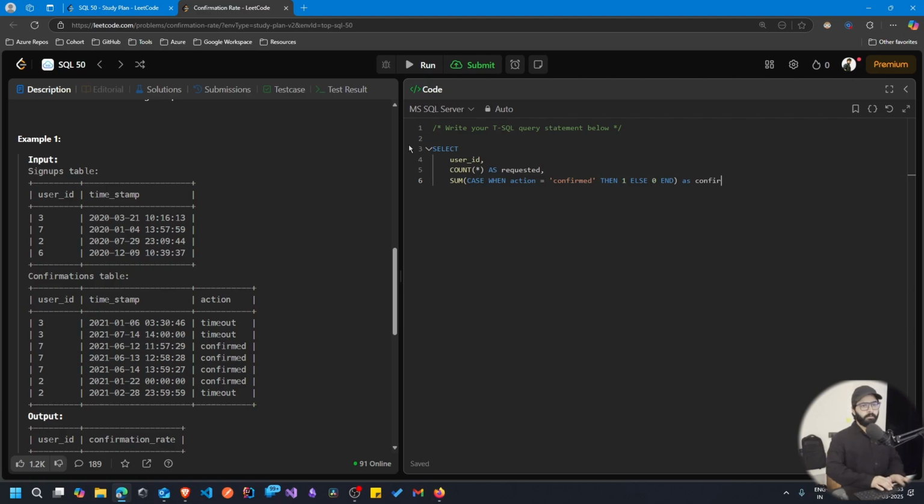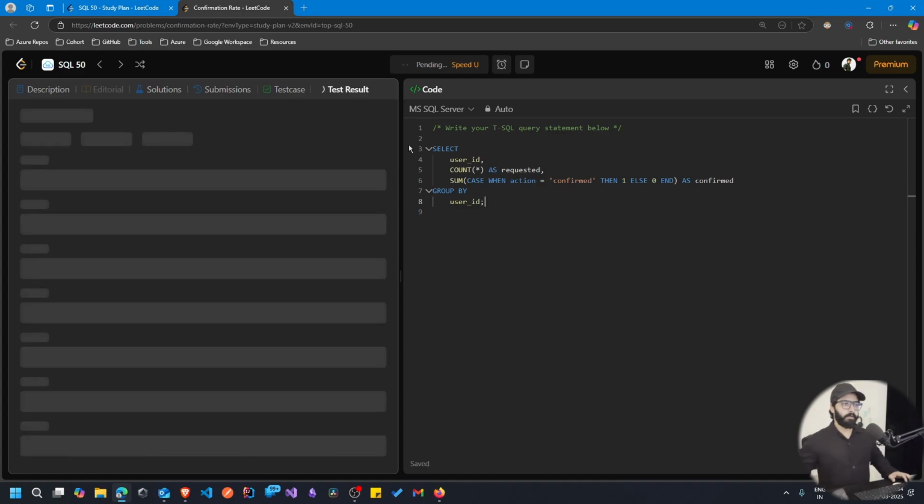and keep it as confirmed, make the alias as caps. Okay, we have selected requested, confirmed. Let's do group by, and we have to do the group by user ID. Cool. Let me see what output we get here.